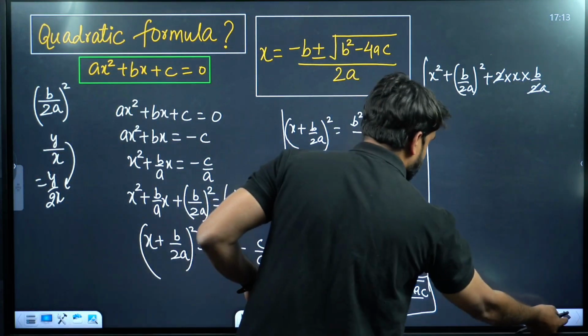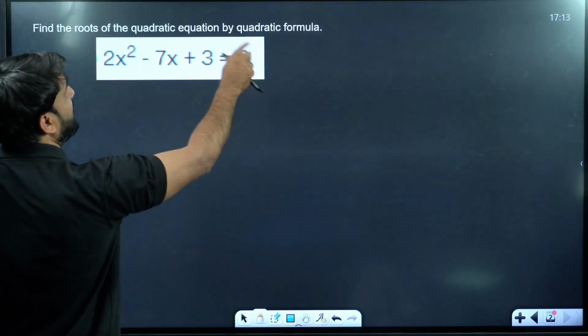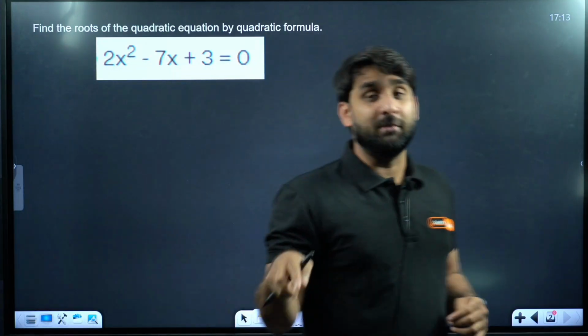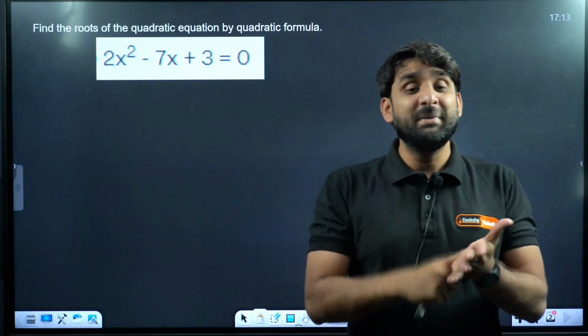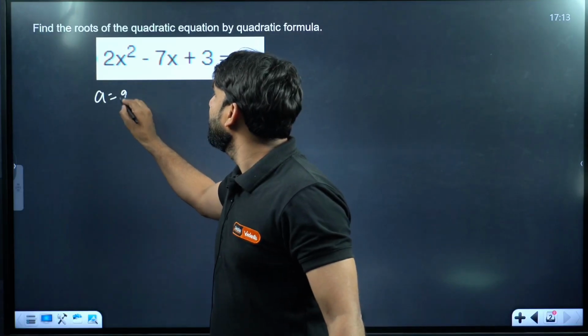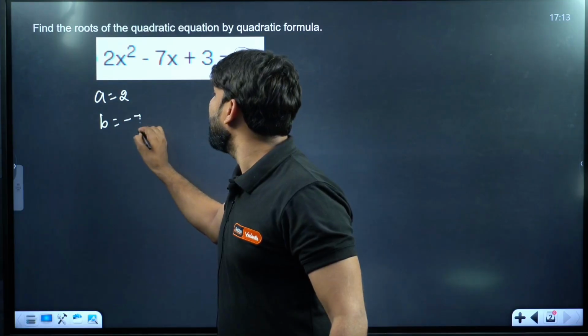Now let's do a question based on this. Find the roots of a quadratic equation by the quadratic formula. So my dear champion, to apply the quadratic formula, you should have a, b and c clearly. So let's find out first a. What is a here? A is the coefficient of x square. What is b here? B is equal to minus 7.